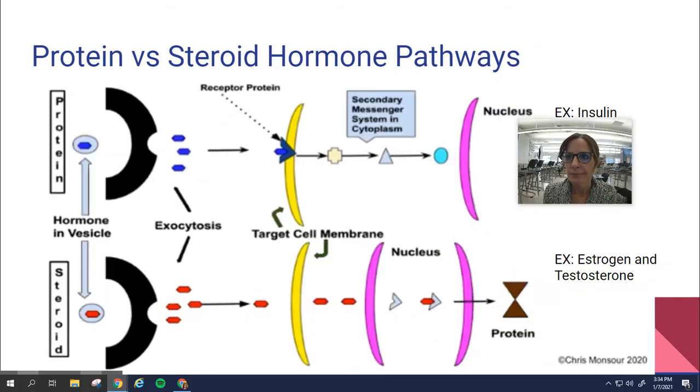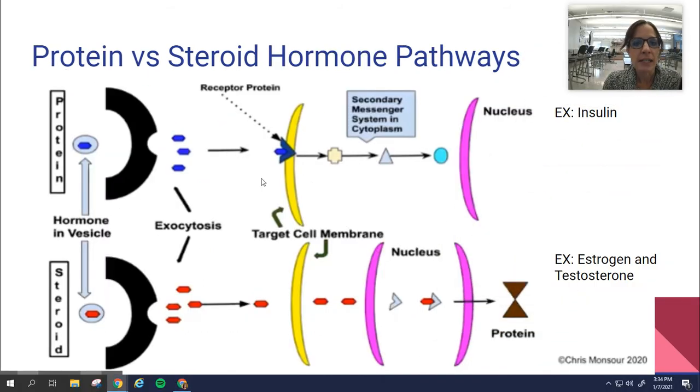Okay, so you have a couple different types of hormones. You can have protein or peptide hormones, as they're called, or steroid hormones, and they're made of different things. Remember, proteins are polar, steroids are a type of lipid, so they're nonpolar. And so if you look at these two, again, I would pause this and draw the pictures.